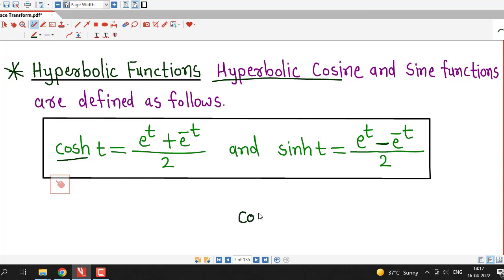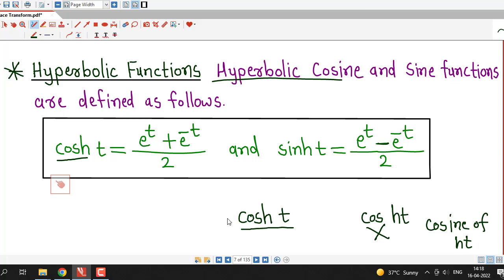And be careful, write hyperbolic function in this way: cosh, then space, and then t. Don't write hyperbolic function in this way, cosht. This is not hyperbolic function, it is cosine of h into t. And when we write this, this means it is hyperbolic cosine of t. So there is a big difference in the notation.